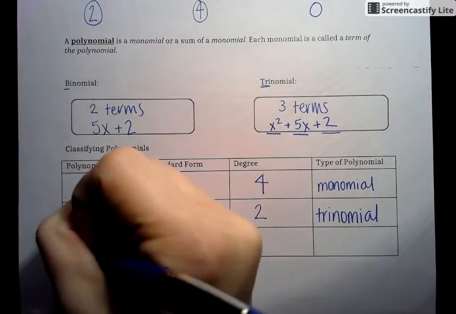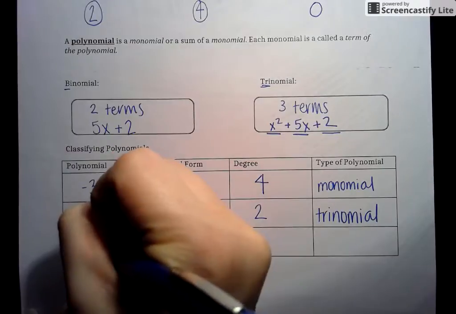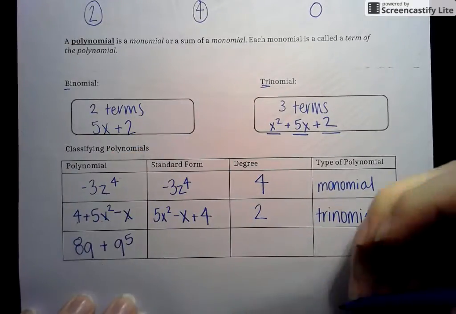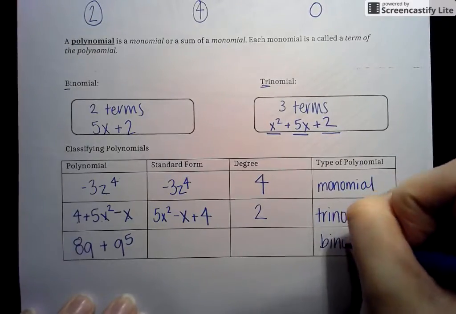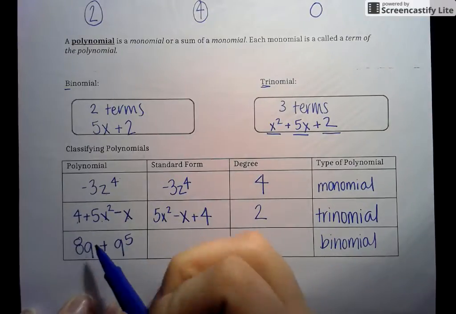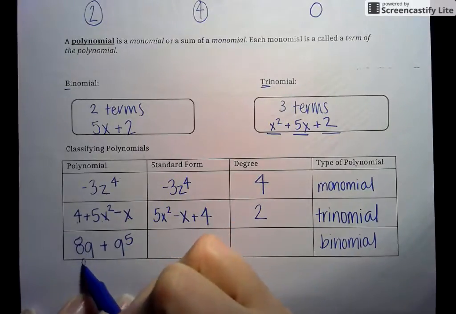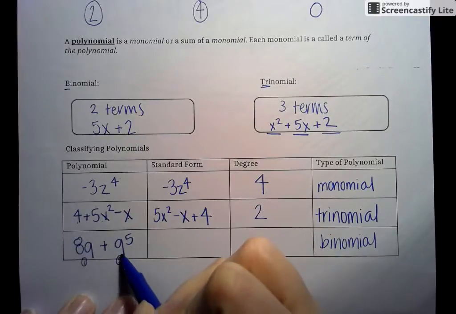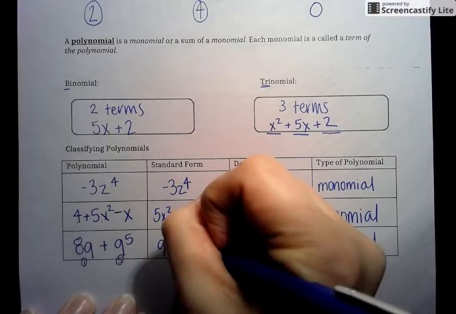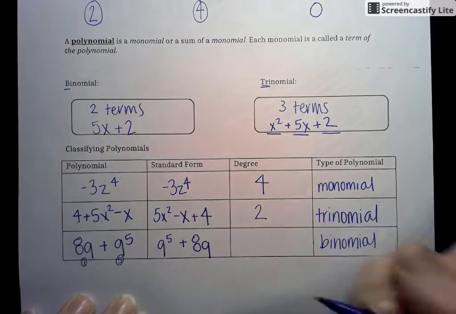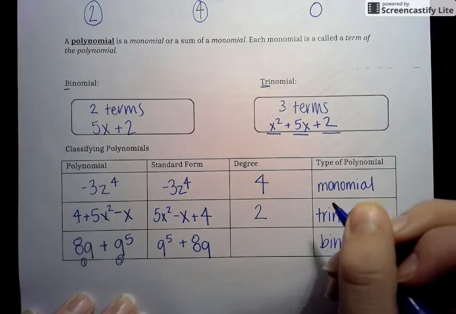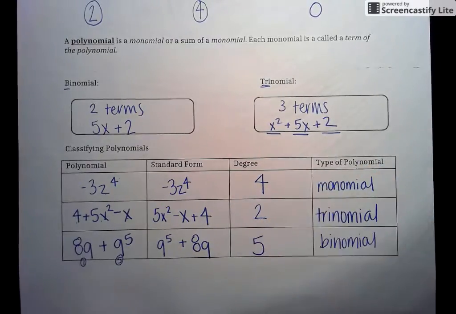Another example would be like 8q plus q to the 5th. This has 2 terms, so it's going to be a binomial because there's 2 terms. I have to put in order, so this has a degree of 1, and this has a degree of 5. So for standard form, I have to put it in order, so I have q to the 5th power plus 8q. I always take the largest degree, so in this case, it's going to be 5 for my degree.